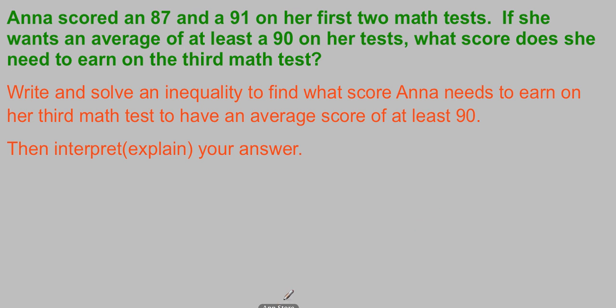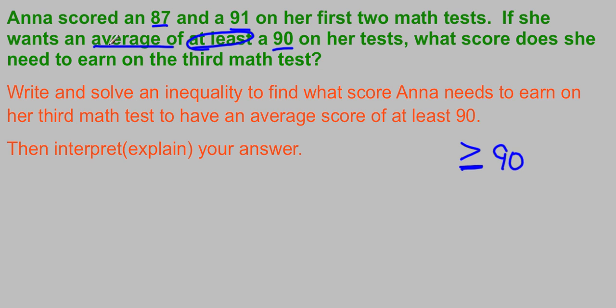All right, last one. Talking about Anna in this one. Anna scored an 87 and a 91 on her first 2 math tests. If she wants an average of at least a 90 on her tests, what score does she need to earn on the 3rd math test? Well, let's go with that keyword here again, at least a 90. So we know it's going to have a 90 here. At least means she's okay being equal to 90, but she'd like it to be greater than 90. So at least means 90 or bigger, greater than or equal to 90.